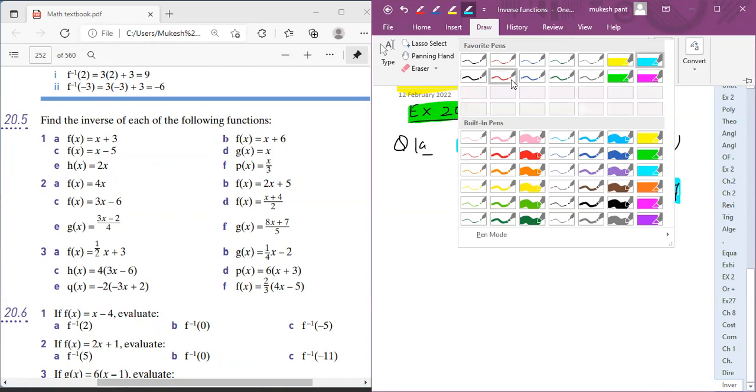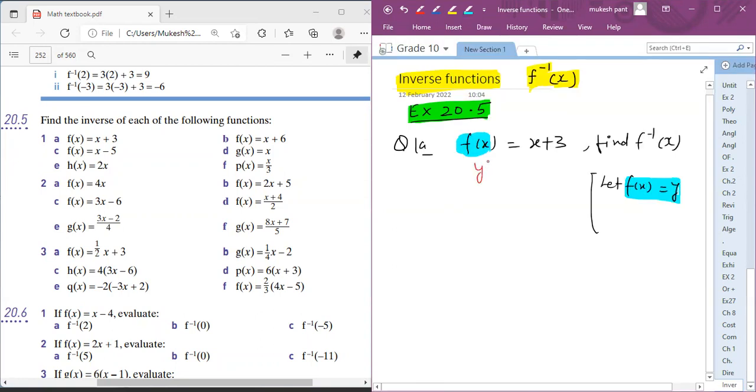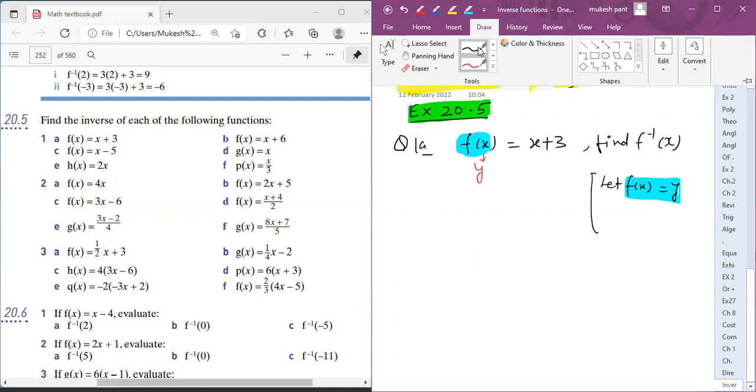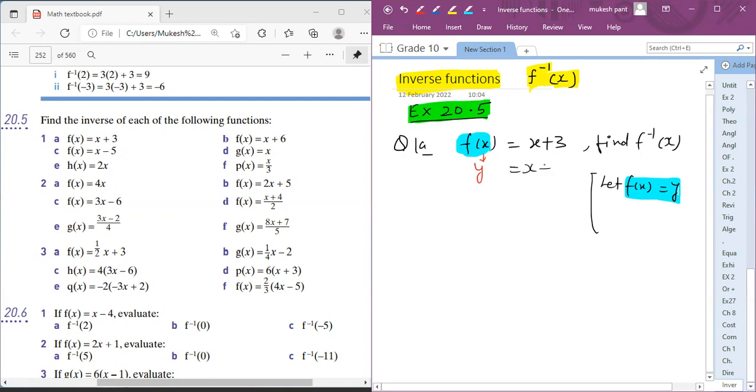So listen, f(x) equals y. Now this is x plus 3. Once f(x) is replaced by y, we are getting y equals x plus 3. Now we have to make x the subject. Just remember, in algebra we used to change the subject. In this one, y is the subject, but we have to make x the subject. So how can we make x the subject? Shift this, so this will be -3. x is left here.